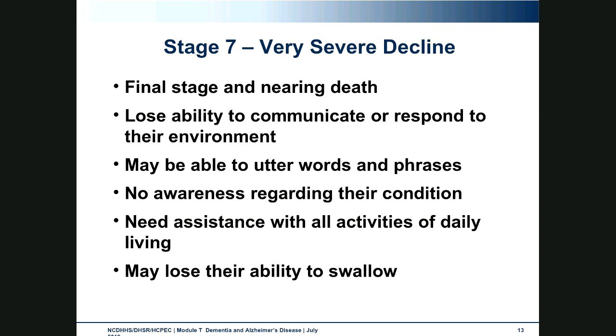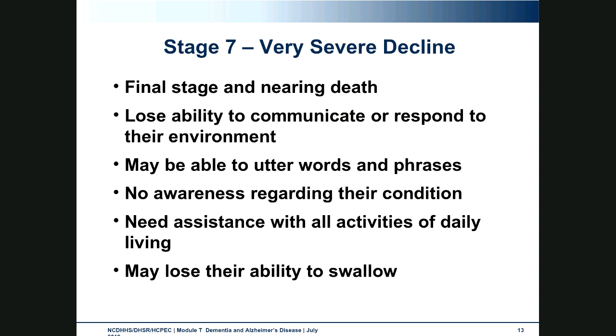And of course, stage 7 is very severe decline. This is the final stage of Alzheimer's, and they're usually nearing death at this point. They lose the ability to communicate or respond to their environment appropriately. So they may not be able to talk, but they may yell. May just groan loudly, but don't really say anything and don't really have a need. You've met all their needs.